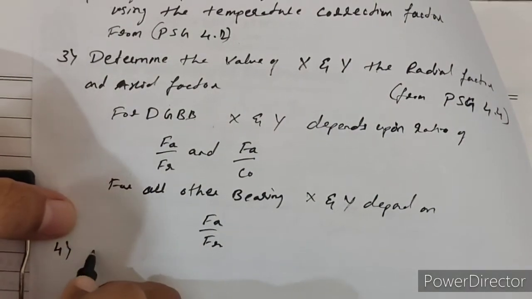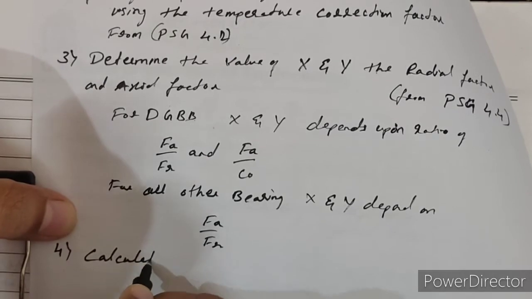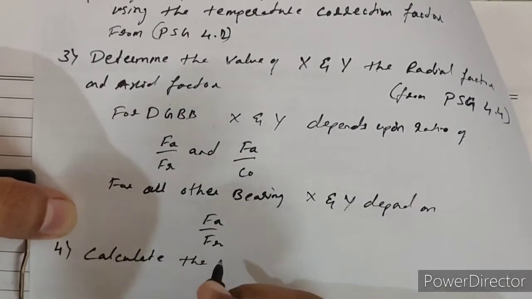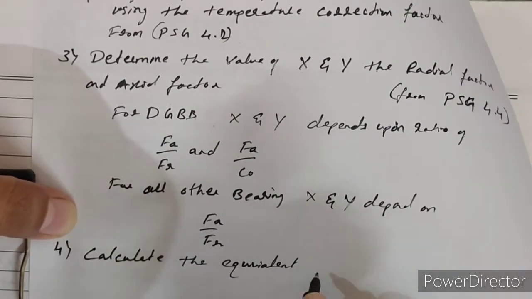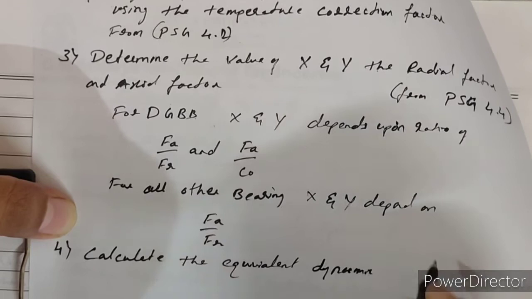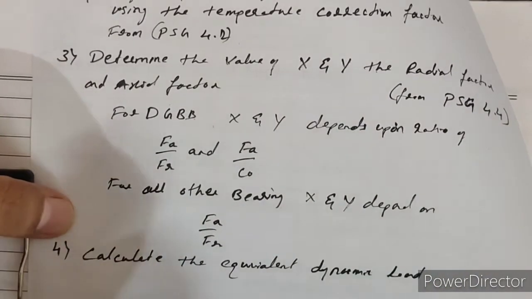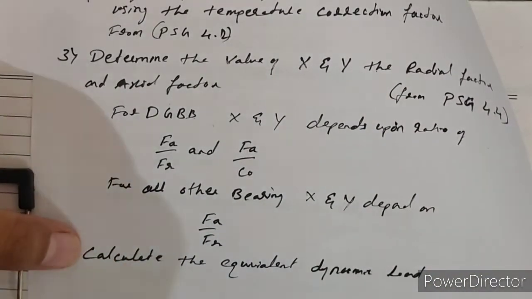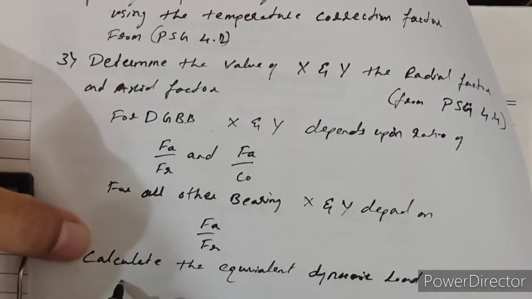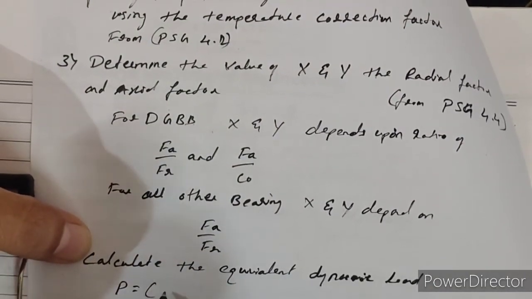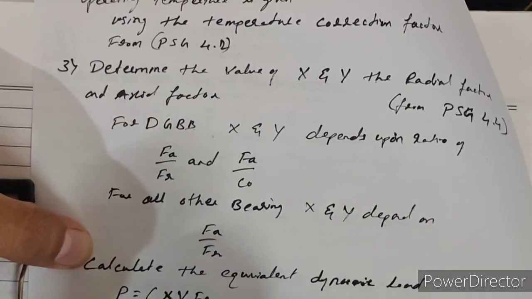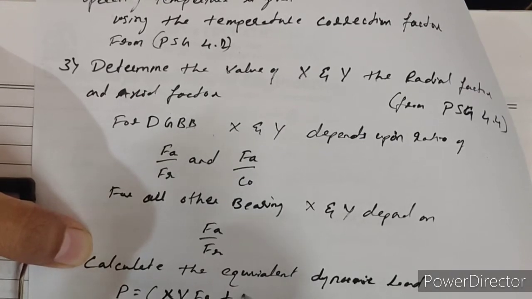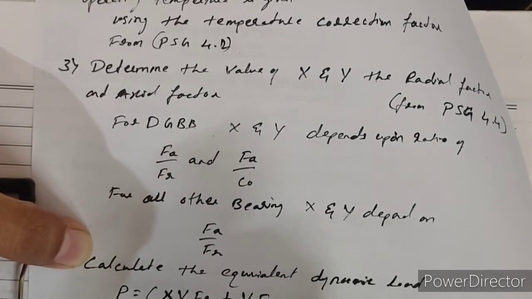Then fourth step, calculate the equivalent dynamic load. So using the equation P is equal to X into V into FR plus Y into FA, into service factor. So P is equal to X into V into FR plus Y into FA, into service factor.